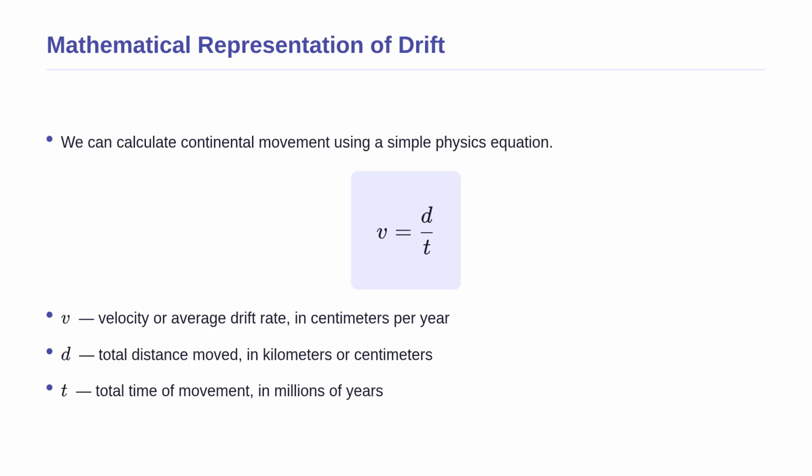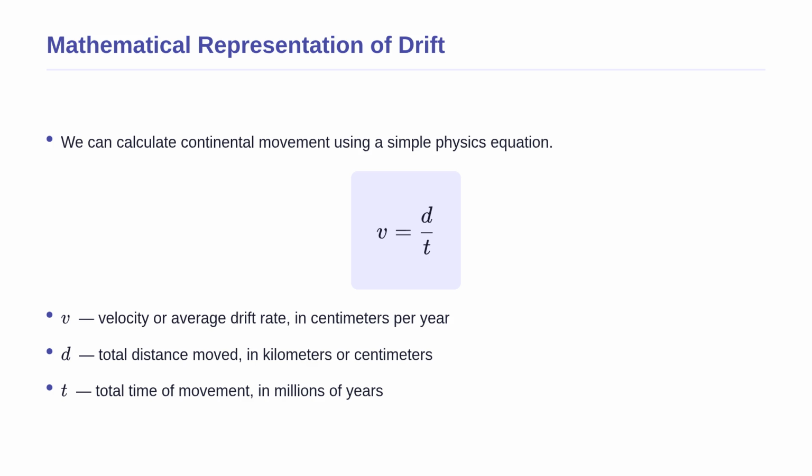Now that we understand the biological impact, let us look at how we measure this movement. While continental drift is a geological and biological concept, we can understand its mechanics using a very simple physics equation. The formula is V equals d divided by t.